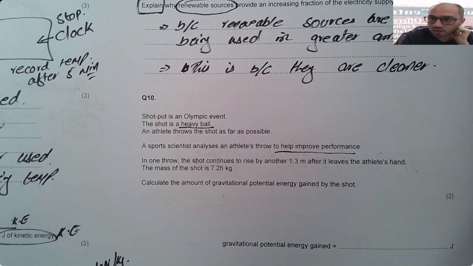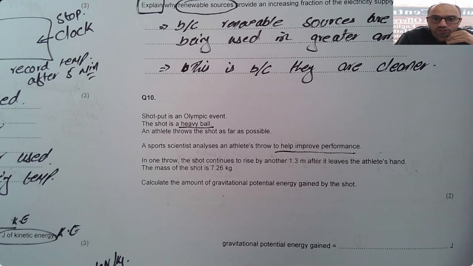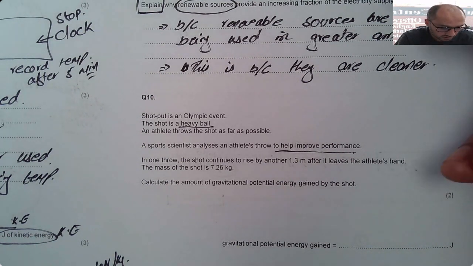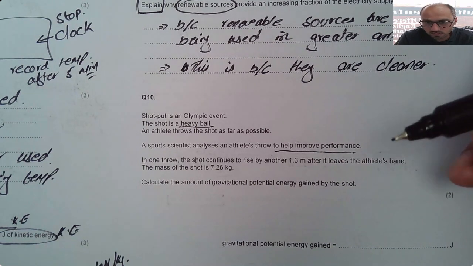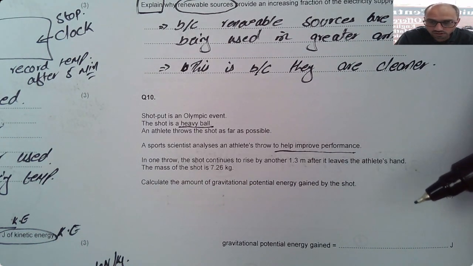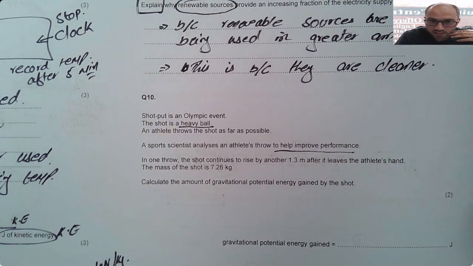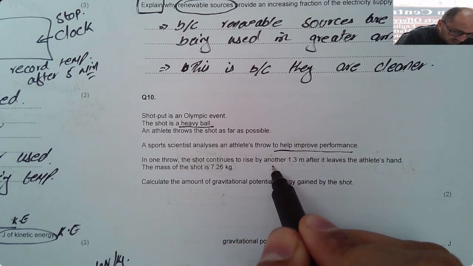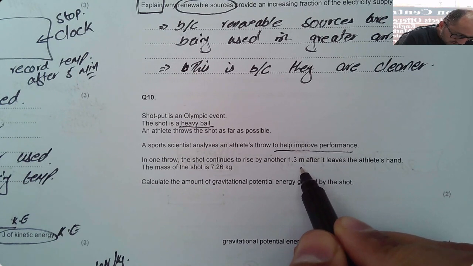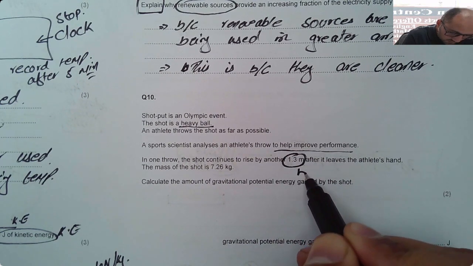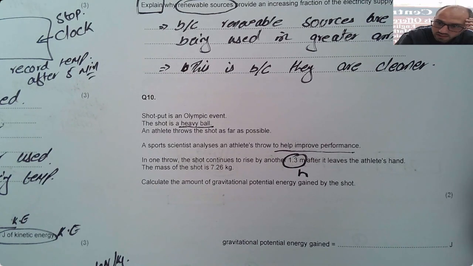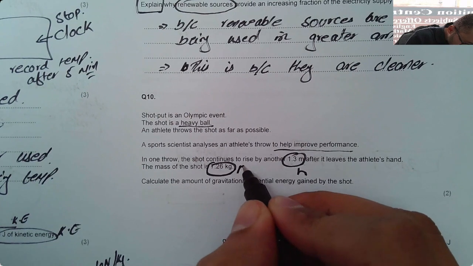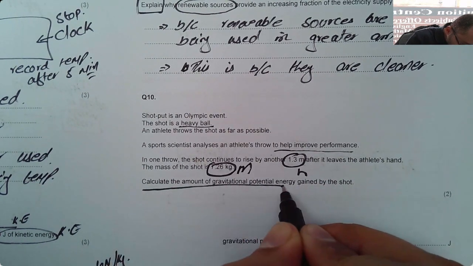This is the last question on this worksheet. Here it says shot put is an Olympic event. There's a heavy ball that is used in this event. Athletes throw this as far as possible. Now the scientists are analyzing the situation to help improve performance. Now in one throw they are telling you what is happening. The shot put continues to rise by another 1.3 meters. So this is the value of height because it goes up by this after it leaves the athlete's hand. The mass of the shot put is 7.2 kilogram. That's my mass. It says calculate the amount of GPE gained by the shot.